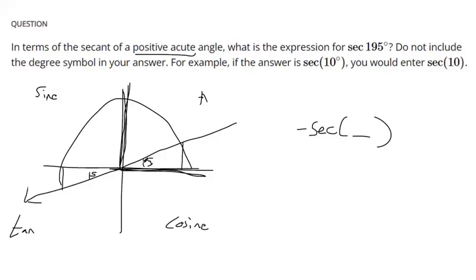So 15 has to be the angle there, and that's positive and acute, and I think that's it. You can test that with a calculator. Negative secant 15 should be the same thing as secant 195.